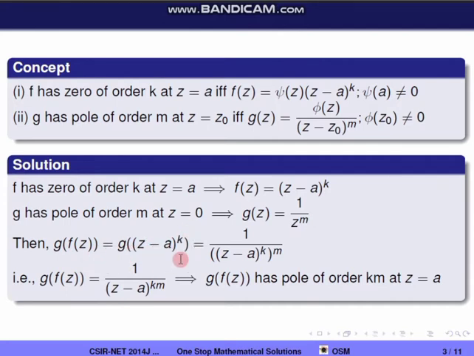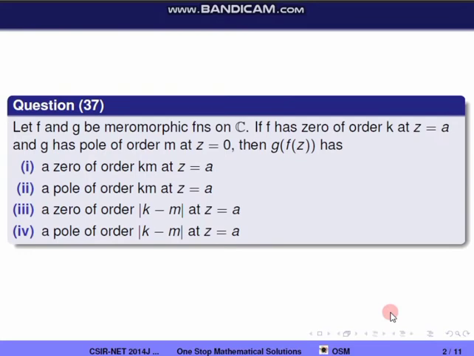So to find the value of this, we are replacing z by (z minus a) whole power k. So we'll get this is equal to 1 by ((z minus a) whole power k) whole power m. Therefore, g of f of z is equal to 1 by (z minus a) whole power km. Therefore, by the second concept, we'll get g of f of z has pole of order km at z equal to a. So now we'll check the correct option. So the correct option is the second one.